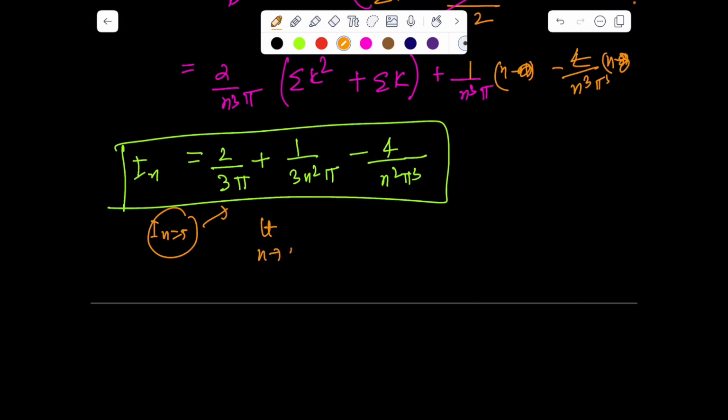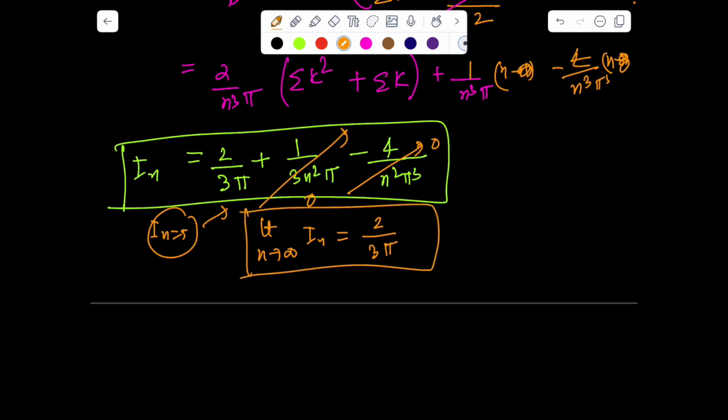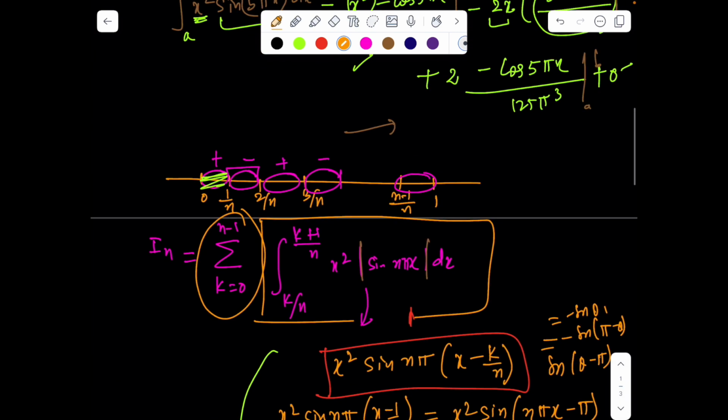But interestingly, the limit as n tends to infinity will simply kill this, because 1 by infinity is 0, so this term gets kicked away, and the value of the integral when n is very large is 2 by 3 pi. Hence the answer to this problem is 2 by 3 pi. So I hope you have understood and enjoyed, and it was based on the basic idea of integration by parts, but how we can use it smartly.